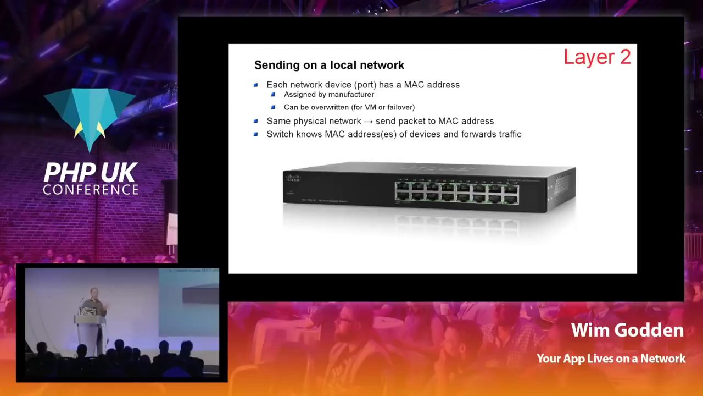Now, if you are located on the same physical network, like if you plug into this switch with 2 devices, you are on the same physical network, then the way you communicate is by sending an Ethernet packet with the destination MAC address. And the switch actually knows which device has which MAC address, so which port on the switch has which MAC address. So it knows where to send that traffic. So that's layer 2.